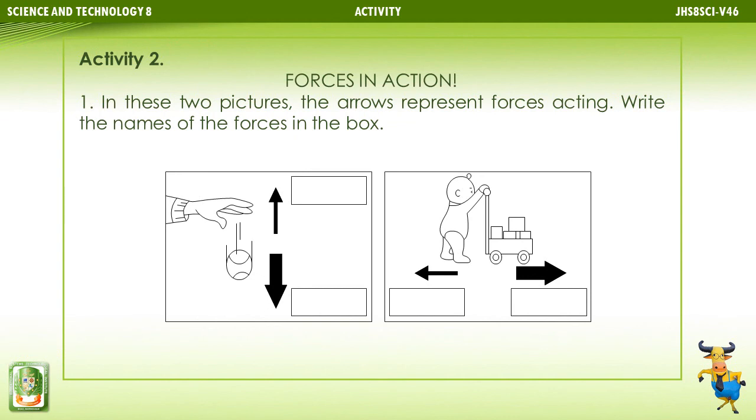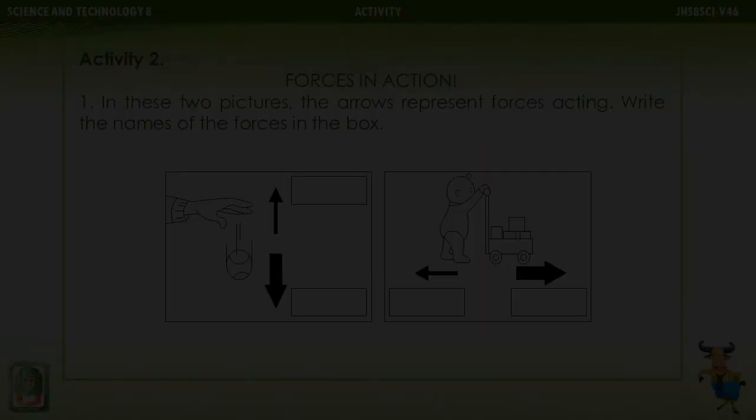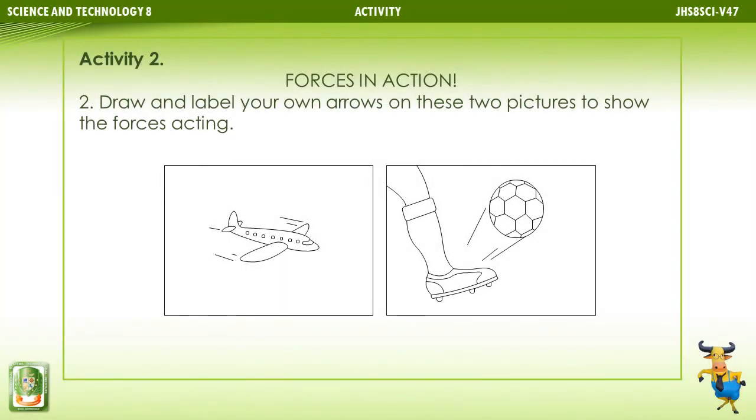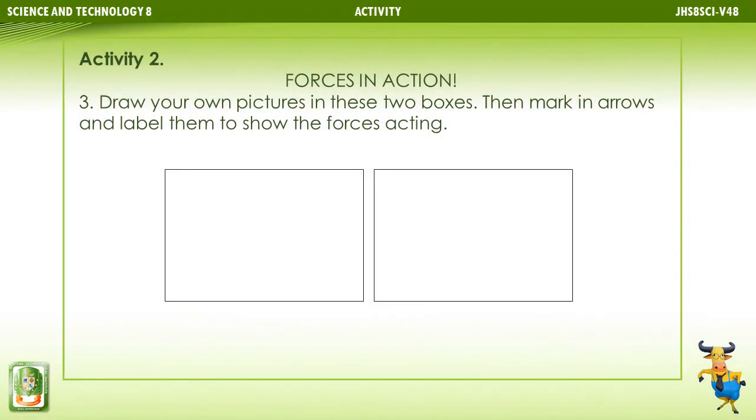Activity 2. Forces in action. 1. In these two pictures, the arrows represent forces acting. Write the names of the forces in the box. Forces in action. 2. Draw and label your own arrows on these two pictures to show the forces acting. Forces in action. 3. Draw your own pictures in these two boxes. Then mark in arrows and label them to show the forces acting.